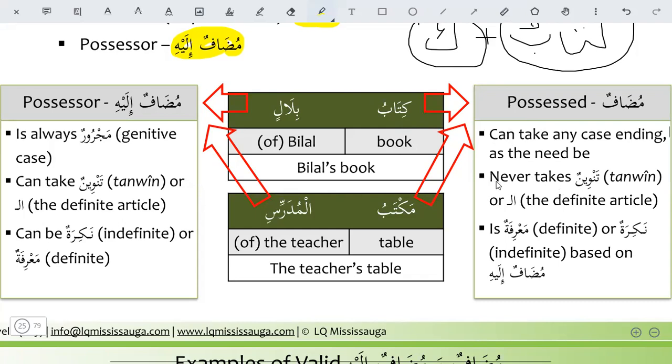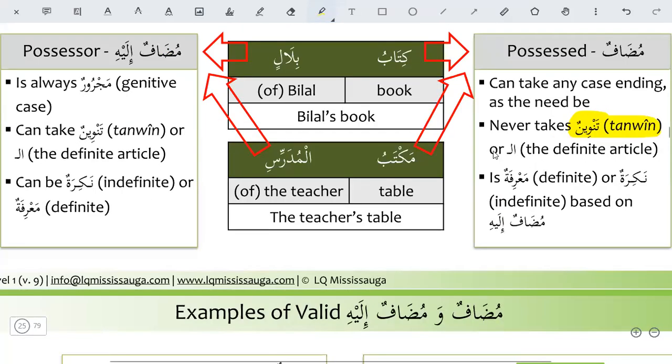The second point is mudaf never takes tanween or alif lam, the definite article. The noun that is being possessed, we call it mudaf, it never takes tanween. We cannot say kitabun bilalin. We cannot say al kitabu bilalin. Alif lam and tanween we cannot use with the mudaf. We will use single fatha, single kasra and single dhamma.